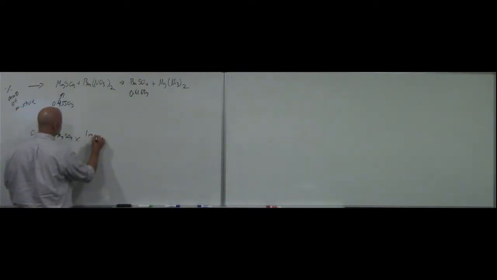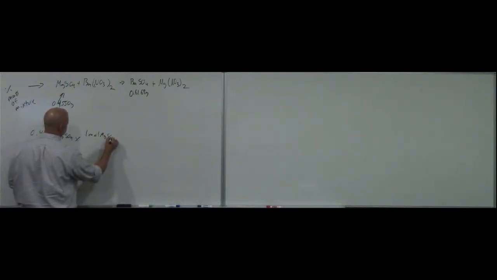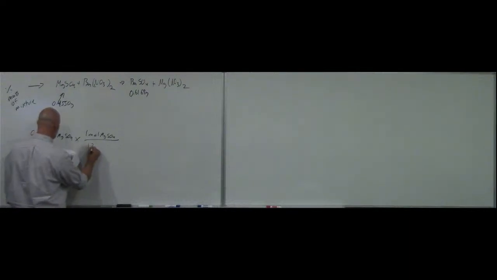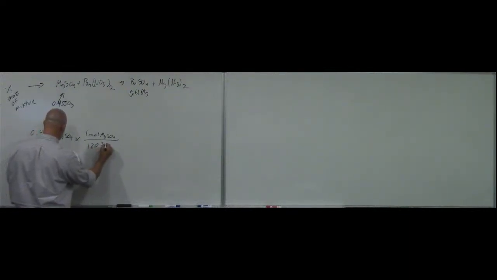All right. So here's how we walk through this one. I'll begin with my grams here, okay? So I've got 0.455 grams of magnesium sulfate, MgSO4. All right, I'll multiply that by my formula mass, so 1 mole of MgSO4. And the mass of 1 mole of MgSO4 is 120.366 grams.